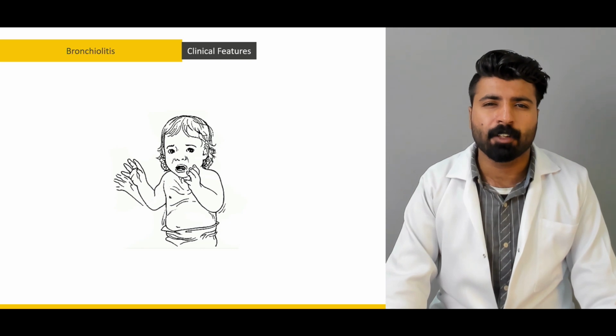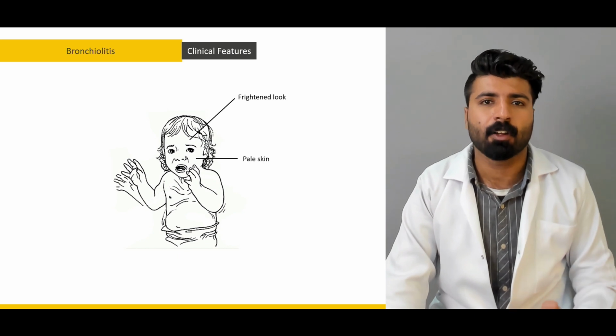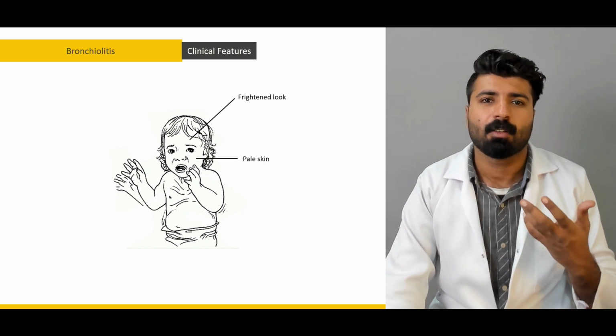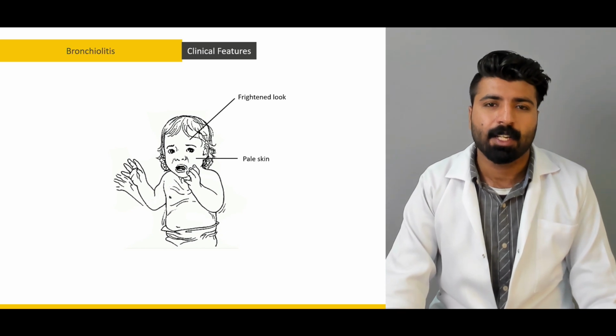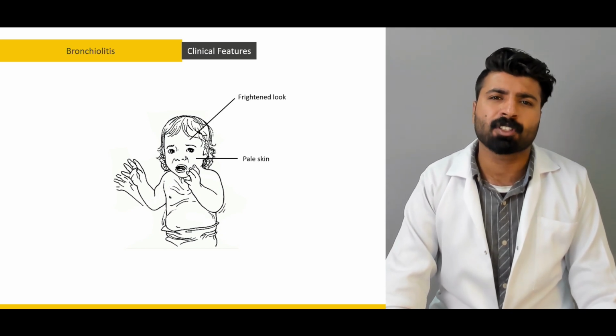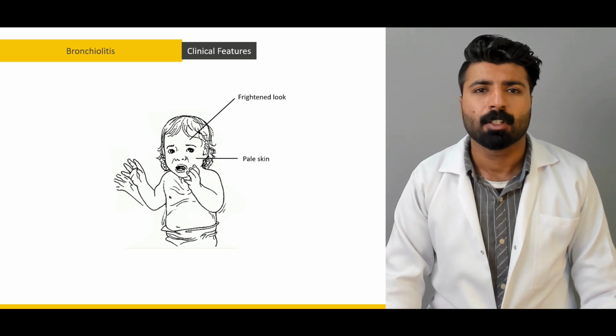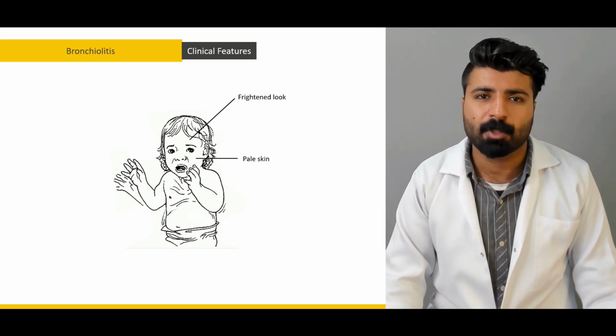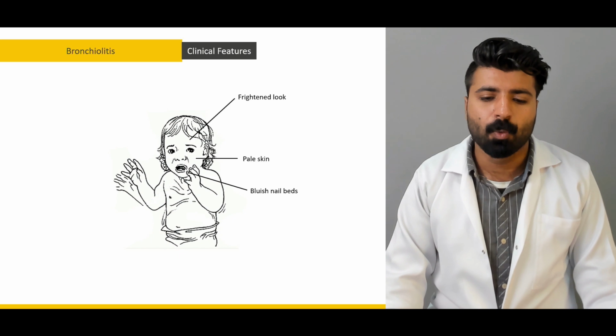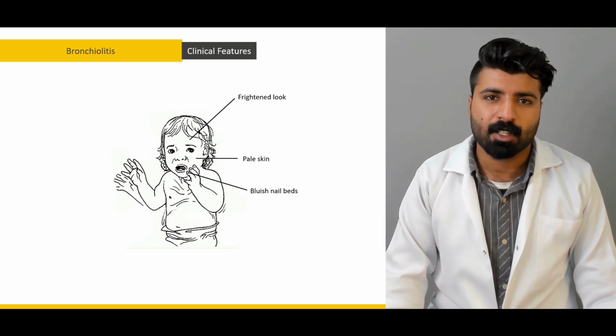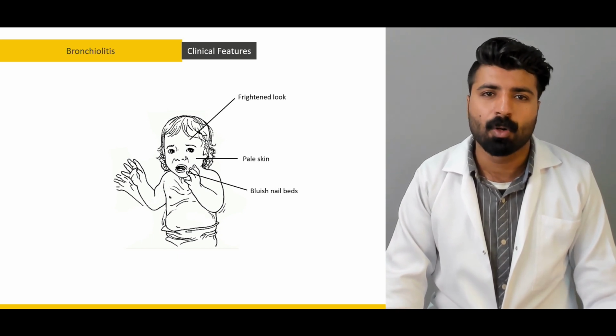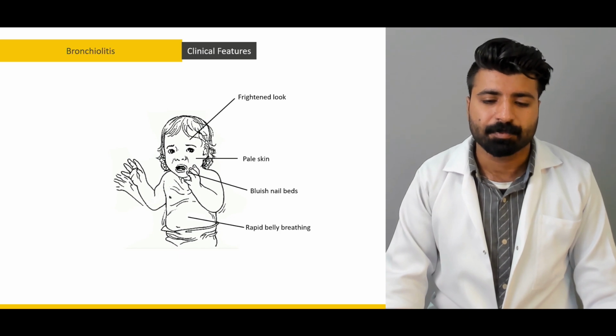So what are going to be the clinical features of bronchiolitis? First of all, the patient will have a frightened look. Why does the patient have a frightened look? He's not getting enough oxygen. He's panicking right now. He does have pale skin because not enough oxygen is being taken up, so deoxygenated blood is roaming around. Bluish nail beds, yes, because of cyanosis, because of the low oxygenation inside the system.